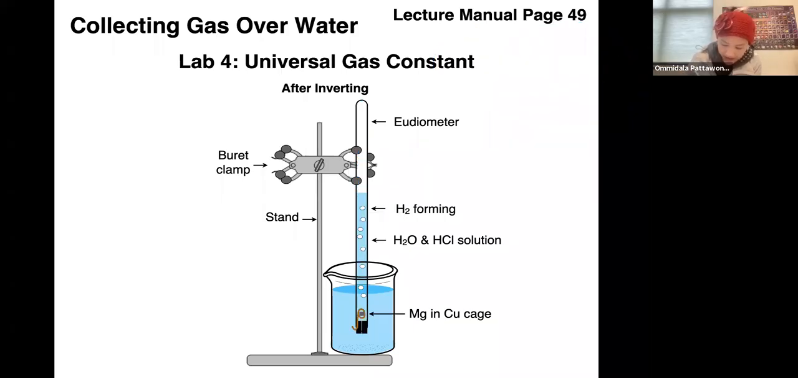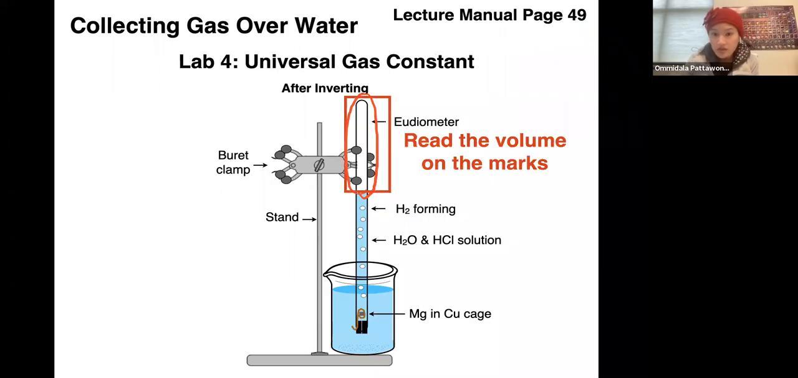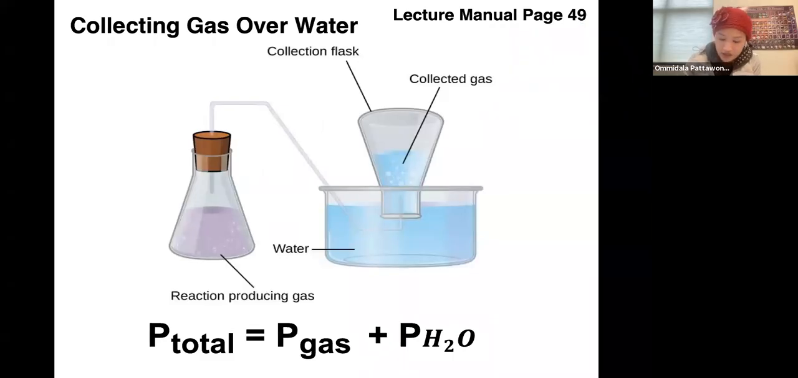Therefore, at the end, you are left with this volume of gas inside the eudiometer, and then you will be able to read the volume just on that mark of the eudiometer. So that's how we measure the volume of the gas. It's easier than using the balloon, or easier than using this flask right here.